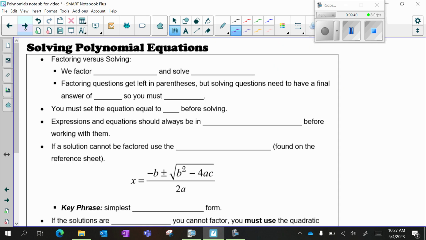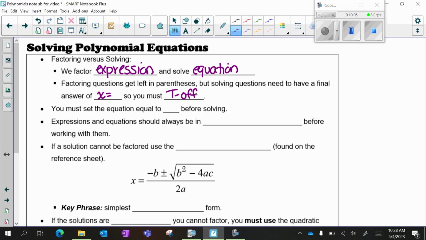Those were all polynomial expressions. These are now equations. So when we have an expression, we factor. When we have an equation, we solve. Factoring questions get left in parentheses, but solving equations, we always have a final answer of x equals, and we're always going to test it off.